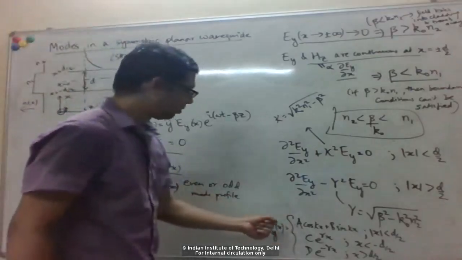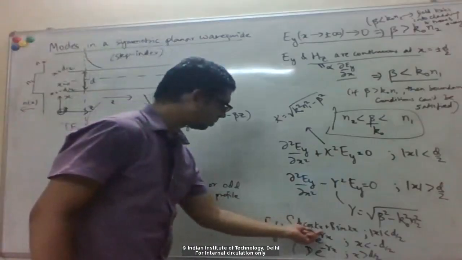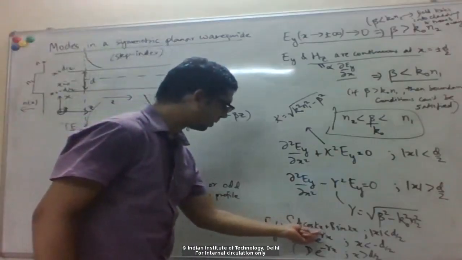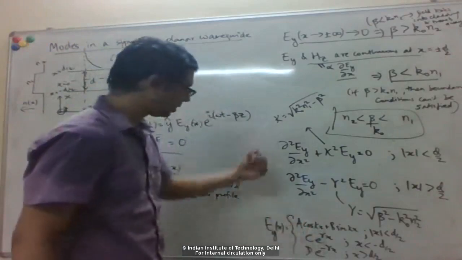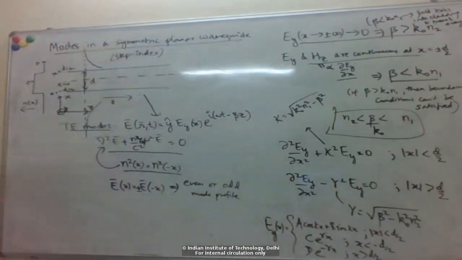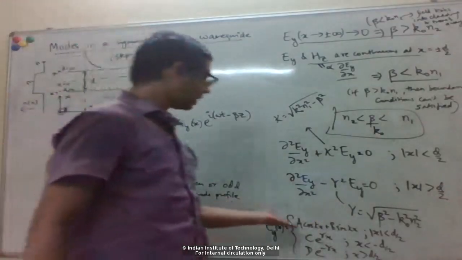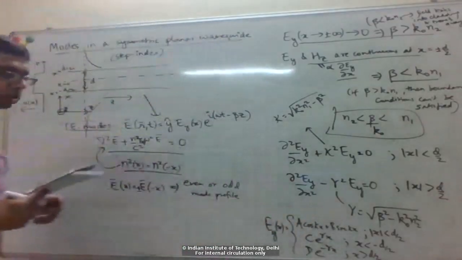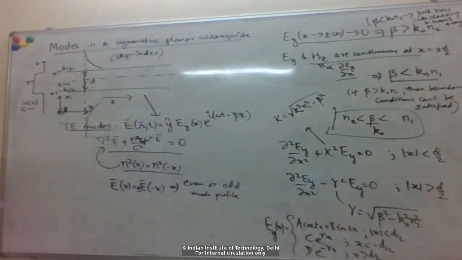Which means here, even solutions would be cosine kappa x, even functions, and odd solutions will be sine. So we can separately look for solutions where either A is 0 or B is 0. Those would correspond to different modes. Okay, so for even, they are called the symmetric TE modes.